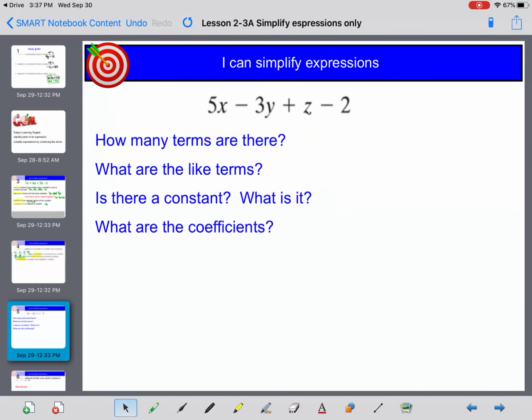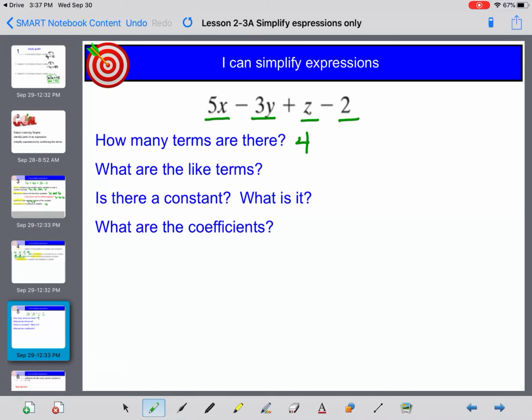All right, so let's see if we can identify parts of an expression. Here is the expression 5x minus 3y plus z minus 2. Well, how many terms are there? Well, terms are separated by an addition or a subtraction sign. So I would say that there are 1, 2, 3, 4 terms.